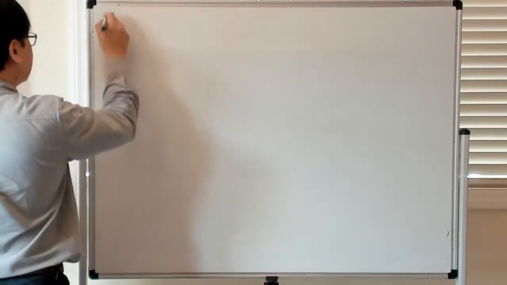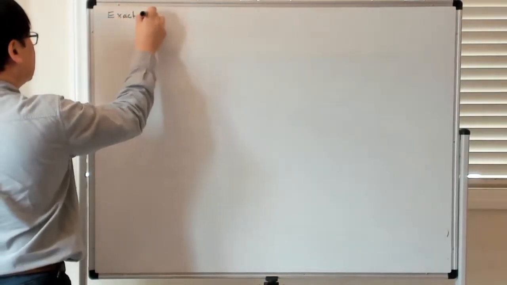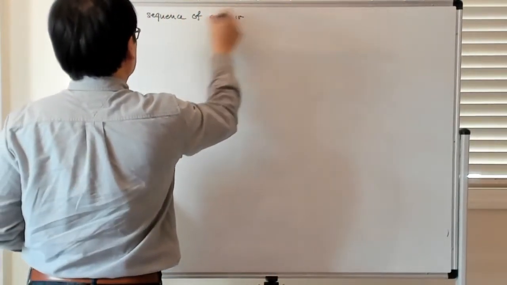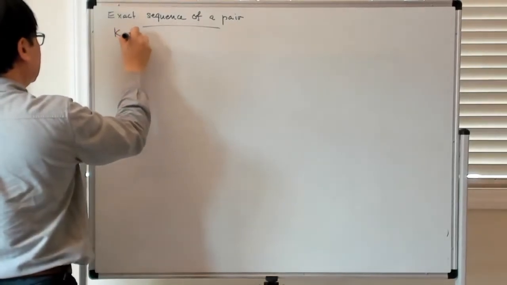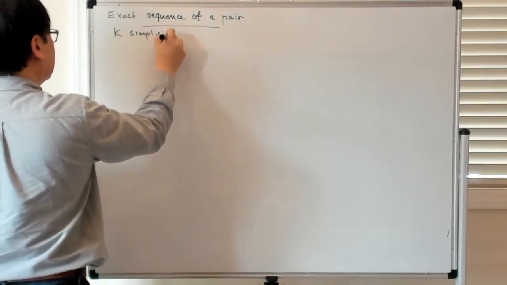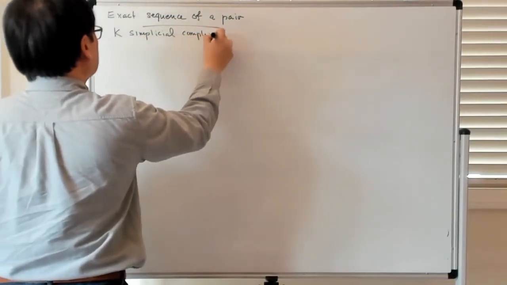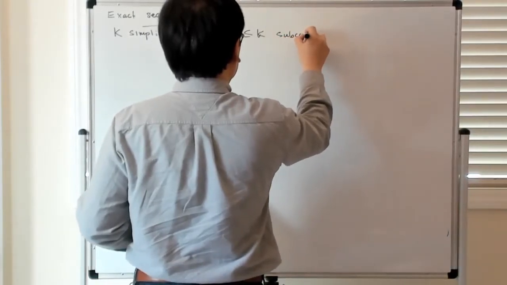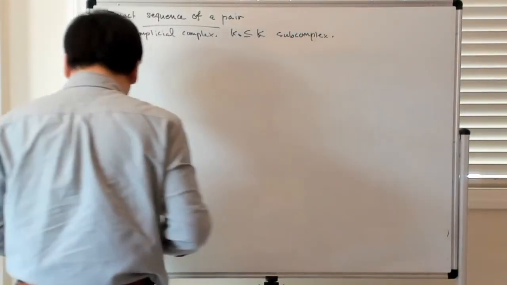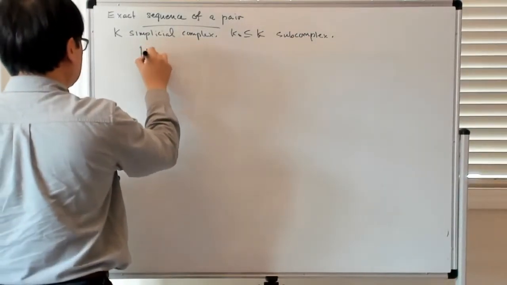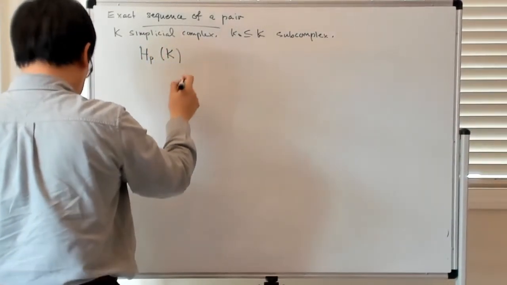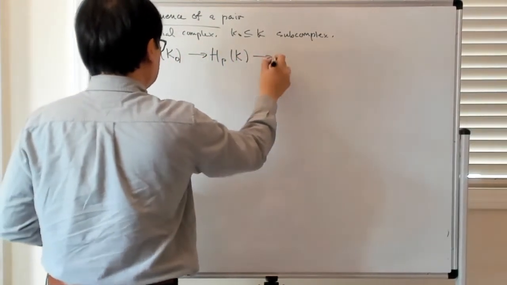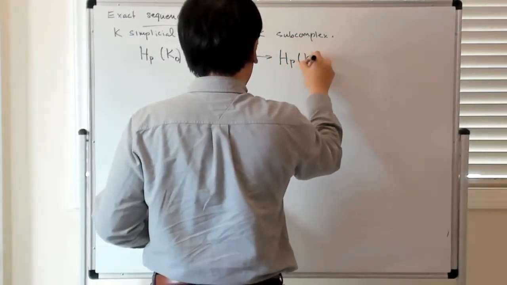So again, let me just rewrite this. So the exact sequence of a pair, right? So you have K, a simplicial complex, K0 contained in K is a subcomplex, and then we have a long exact sequence which goes from homology of K0 to homology of K to the relative homology of K comma K0.